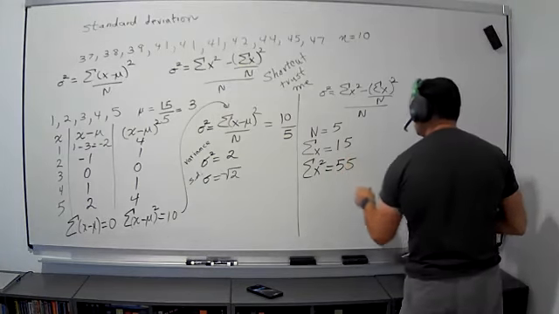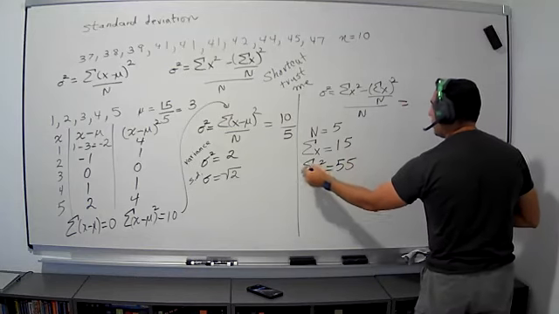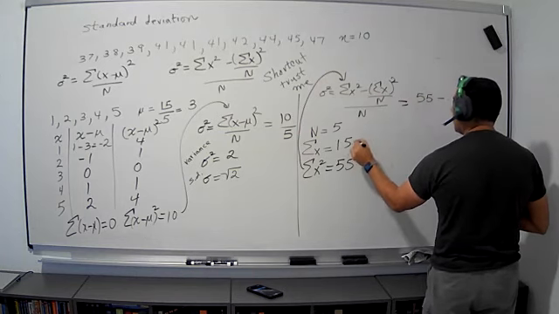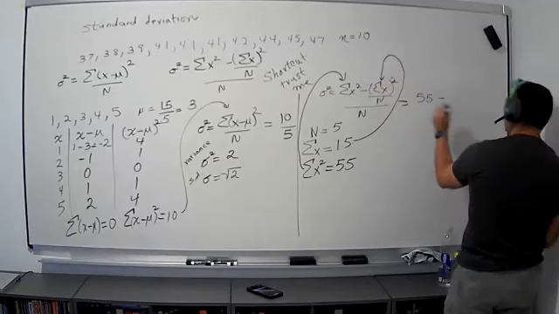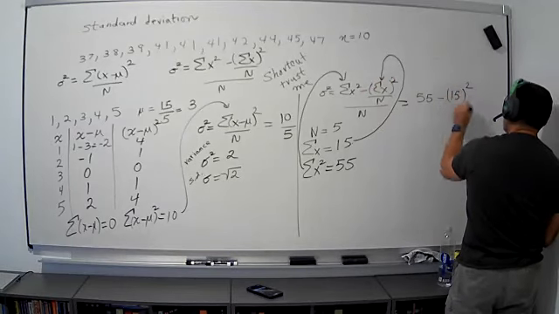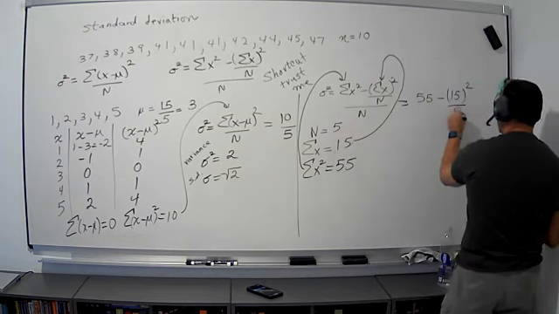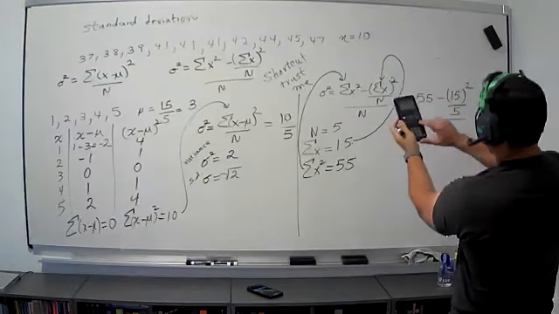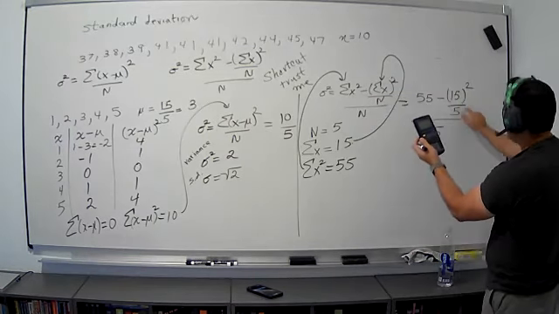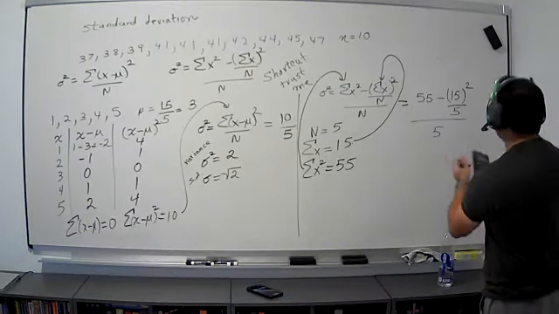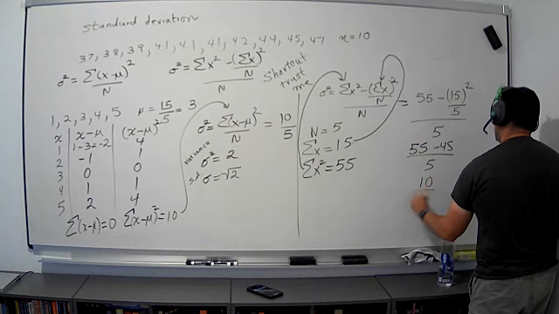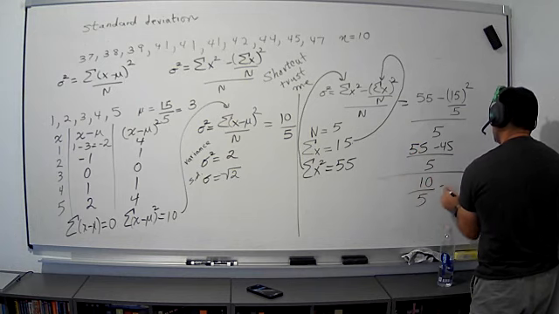Now, all I do is this goes here, this goes there, this here, and this down here. Now I take my calculator. I go 15 squared divided by 5. That gives me 45. So I have 55 minus 45, divided by 5. 55 minus 45, what is that? 10. 10 divided by 5 is 2.